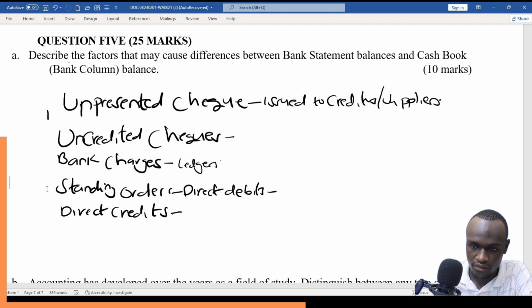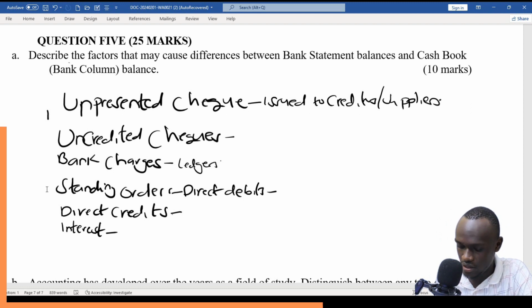We also have interest, which can be interest either earned or paid. Interest earned, when the business earns an interest, it will appear in the bank statement, but not in the cash book, and that will cause the differences.